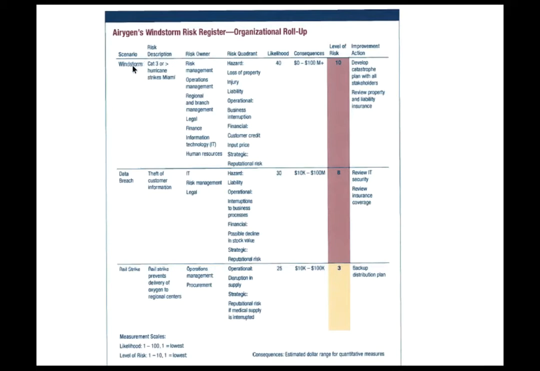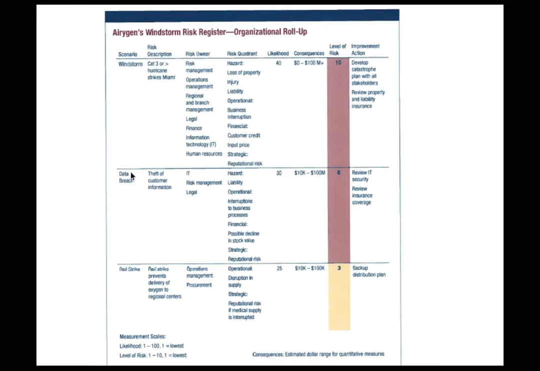Okay, and they say, okay, the windstorm risk description, Cat 3 or higher. You know, who's the risk owners, the hazard risk, injury liability, business interruption. So it's taking all the risk quadrant elements, and it said based upon this, the likelihood here is a 40, right? They kind of took a change, but the level of risk is still a 10, right? And how much you're going to impact them, and what they need to do is develop a catastrophe plan with all stakeholders, review property and liability insurance. So that's just for the windstorm.